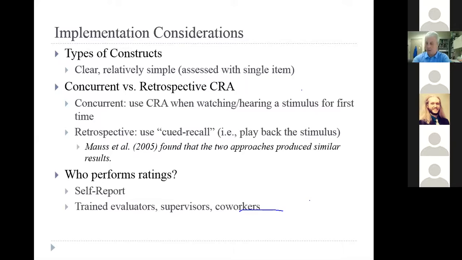And then the other question is who's going to perform the ratings? I think we've used self-report as well as trained evaluators, and that's been done in other research in this area. But you might also think about supervisors, coworkers, customers, et cetera, as being potentially valuable sources of information in terms of conducting these ratings.